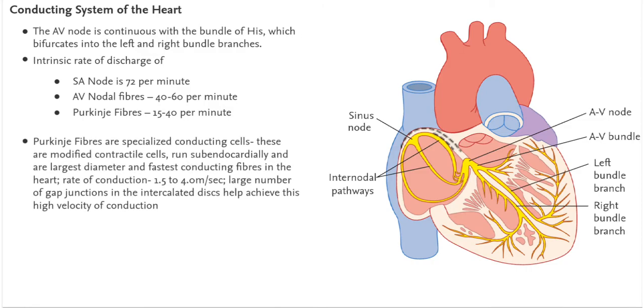Purkinje fibers are specialized conducting cells. These are modified contractile cells that run subendocardially and are the largest diameter and fastest conducting fibers in the heart. Rate of conduction is 1.5 to 4 meters per second. A large number of gap junctions in the intercalated discs help achieve this high velocity of conduction.